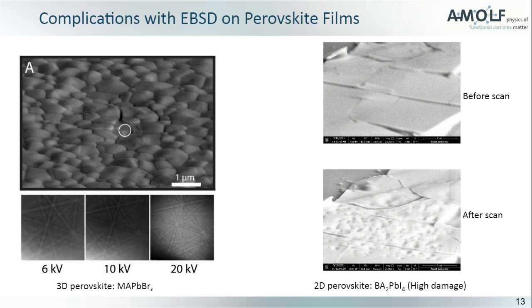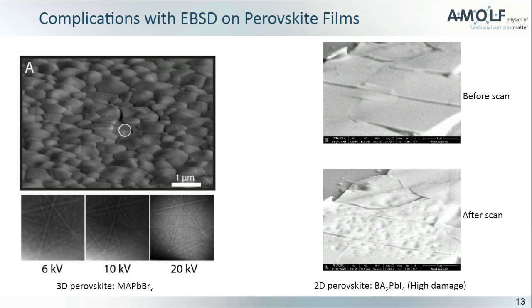At the beginning it didn't work at all, but we tried a lot of things. We tried different voltages and different mounting techniques, and we tried to increase the conductivity by using a different substrate and by putting silver paste around the sample, around the film. In the end, even with a 20 kV electron beam voltage, we get a very clear Kikuchi pattern from this sample.